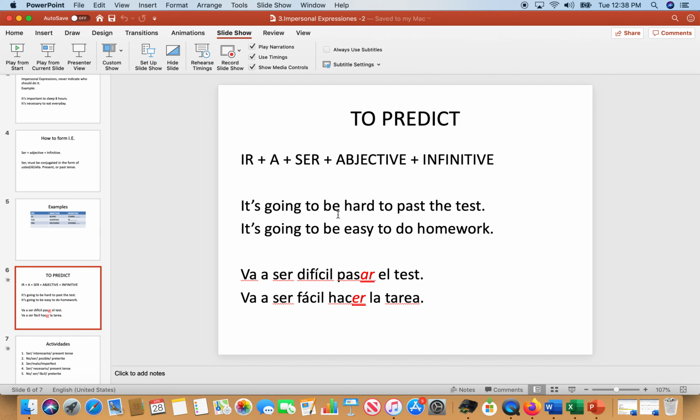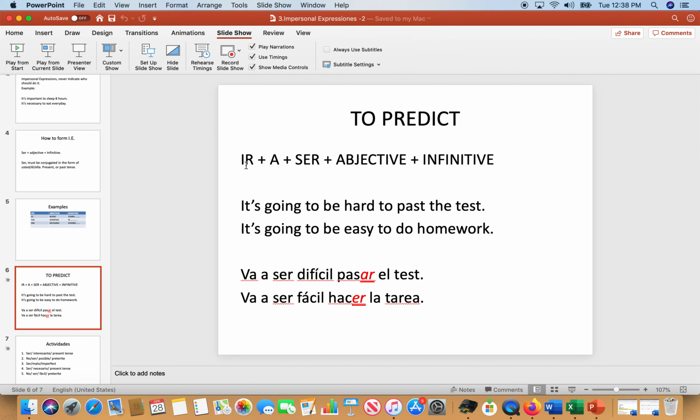So, for example, it's going to be hard to pass the test. It's going to be easy to do homework, all right? So in Spanish, when you want to talk like that, this is the formula you use. Ir always has to be conjugated in the él form. "Va a ser difícil pasar el test." "Va a ser fácil hacer la tarea," okay?